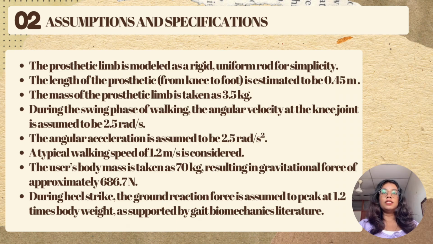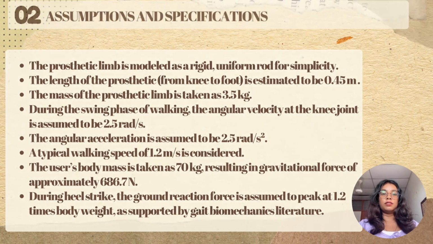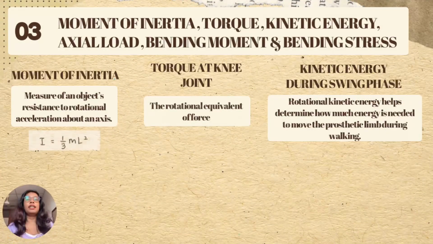Seventh, the user's body mass is taken as 70 kg, resulting in a gravitational force of approximately 686.7 Newton. Last but not least, during heel strike, the ground reaction force is assumed to peak at 1.2 times body weight, as supported by biomechanics literature. Next, we move to the calculation part.